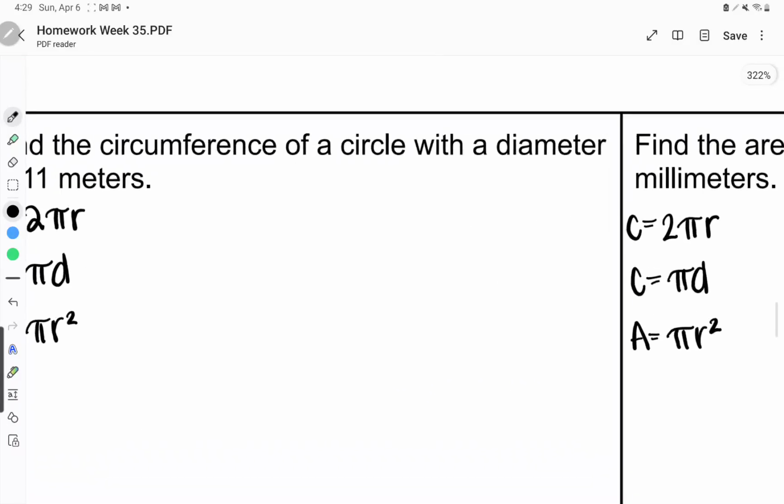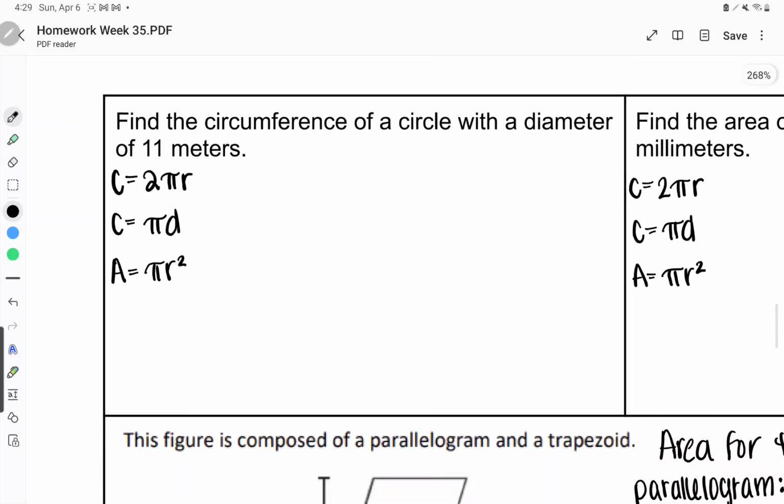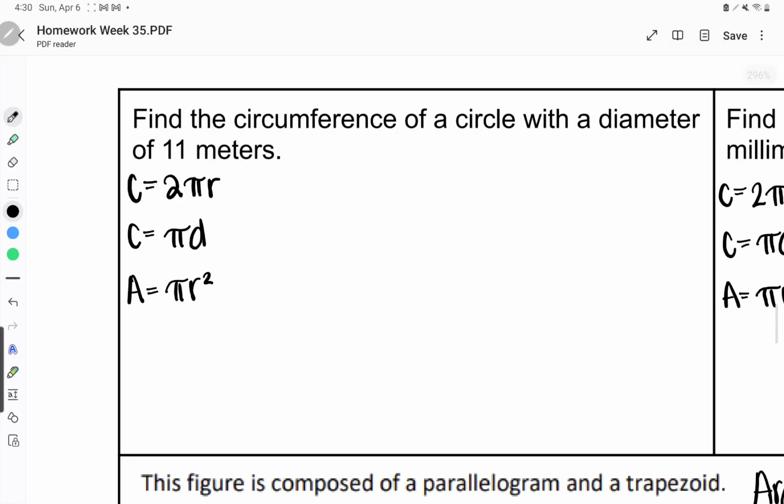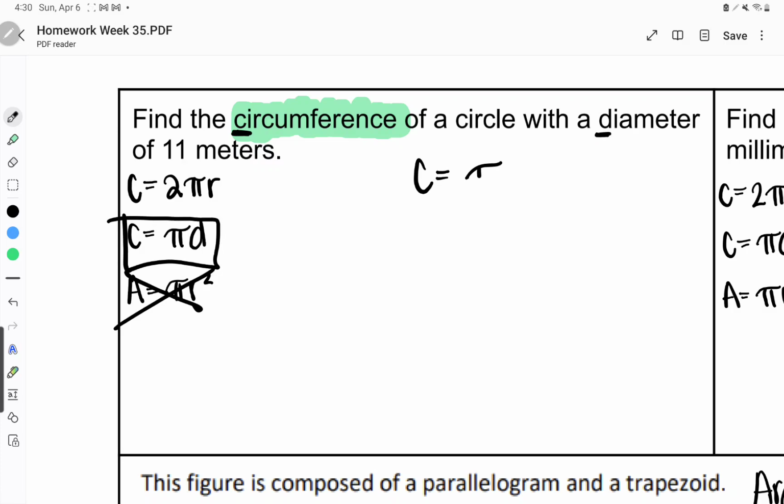This one says, find the circumference of a circle with a diameter of 11 meters. So it wants me to find circumference. Now, what letter does circumference start with? Circumference starts with the letter C. So that means I'm not going to use this formula. It says with a diameter. Diameter starts with the letter D, so which formula am I using? I am using this one. Circumference equals pi times diameter. Well, it says to find the circumference, so I don't know what that is. Pi is 3.14, and then my diameter is 11. So I would do 3.14 times 11.